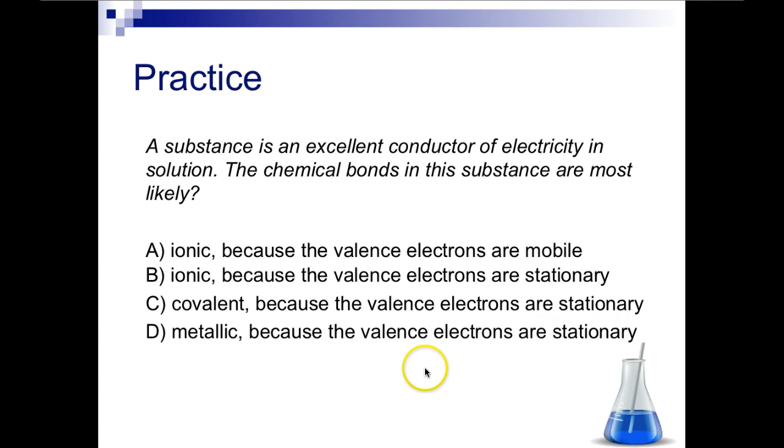Now, if we're looking at a substance that is an excellent conductor of electricity in solution, we're looking at ionic compounds. And why is that? Ionic compounds, remember, will conduct electricity when they are in solution. And why does that happen? That happens because the ions are going to be mobile when it is dissolved in water, allowing those ions to move around.